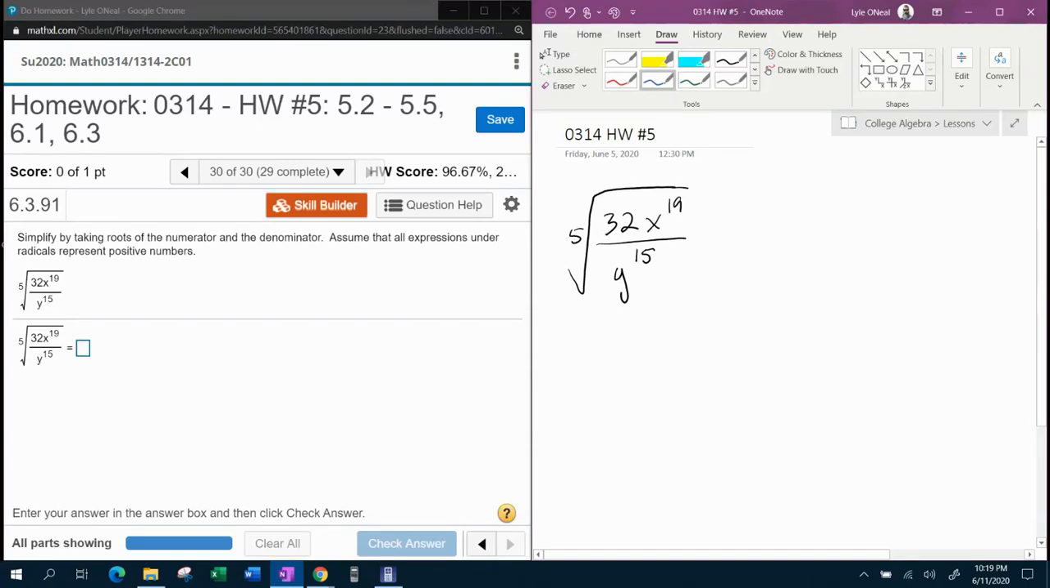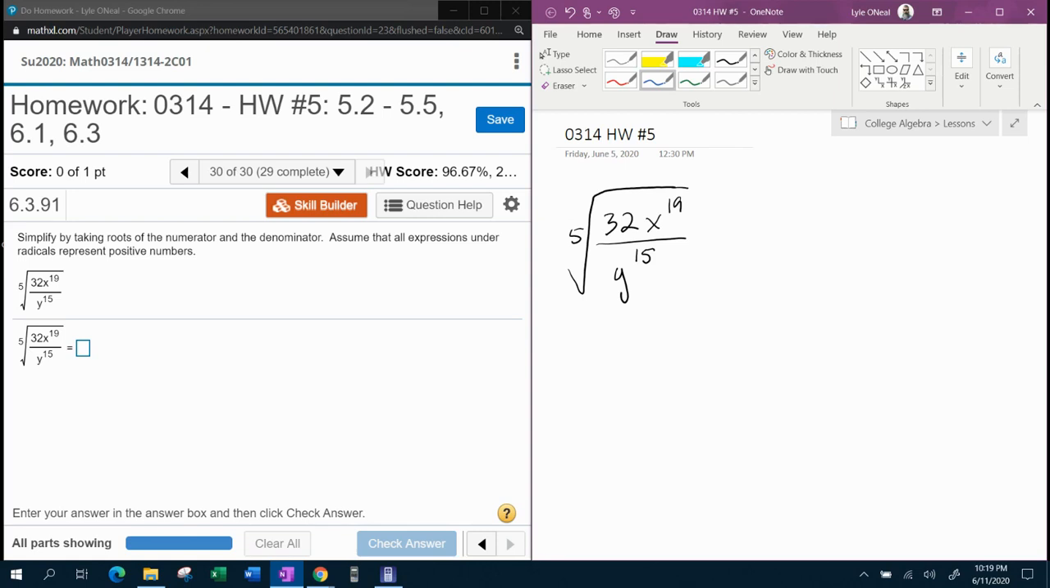All right, here we go. Last problem, number 30 in our 0314 homework number 5 in MyLab Math. And the instructions say simplify by taking roots of the numerator and the denominator. Assume that all expressions under radicals represent positive numbers. So I have the fifth root of a fraction.